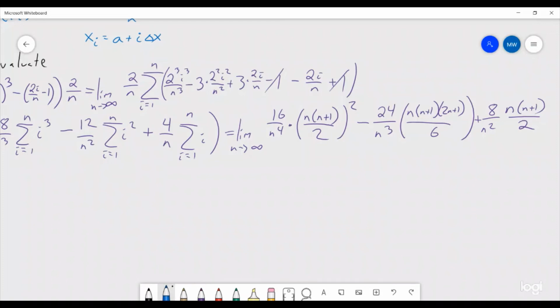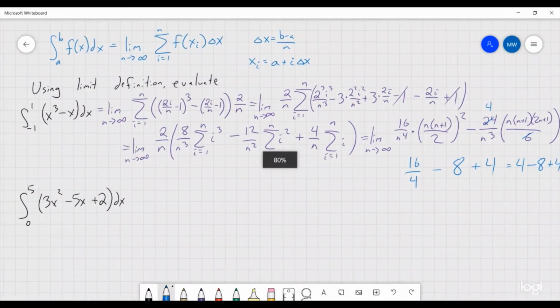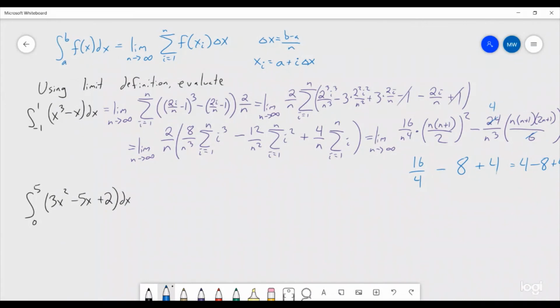So this ends up becoming 16/4 minus, let's see, 24/6, that leaves us with a 4 on the top. 4 times 2 is 8, so that goes to a minus 8. And then an 8 over 2, that goes to a 4, and a plus 4. So we got 4 minus 8 plus 4, all of that is equal to 0. So that integral is equal to 0. Now let's do the second one.